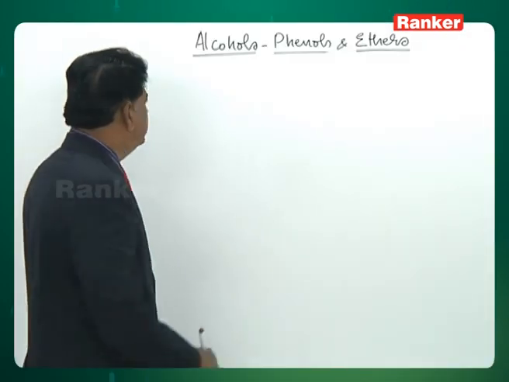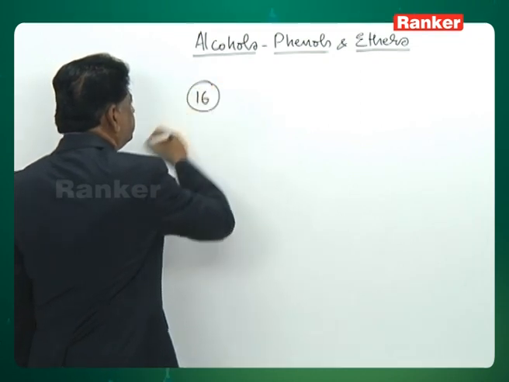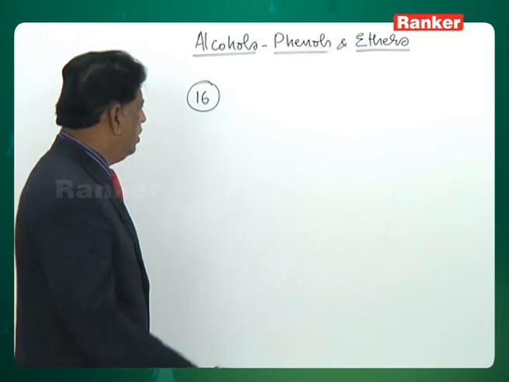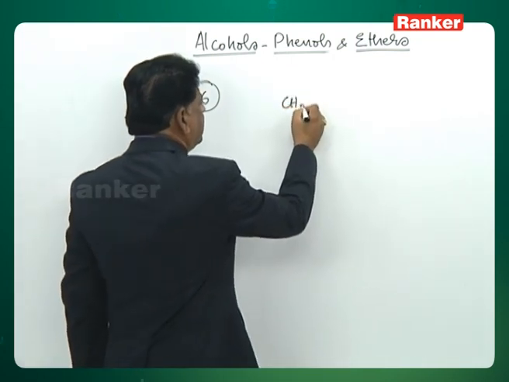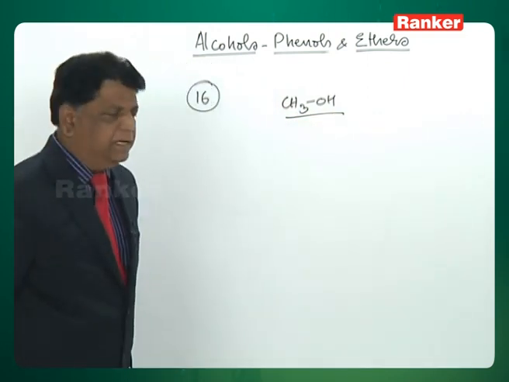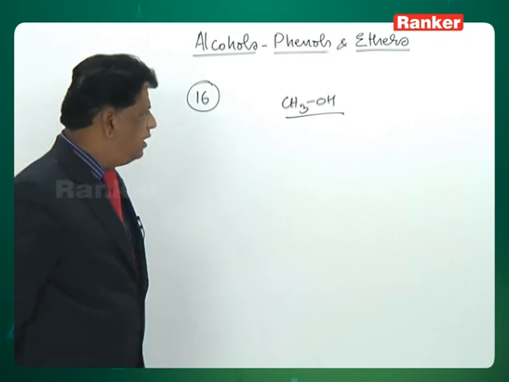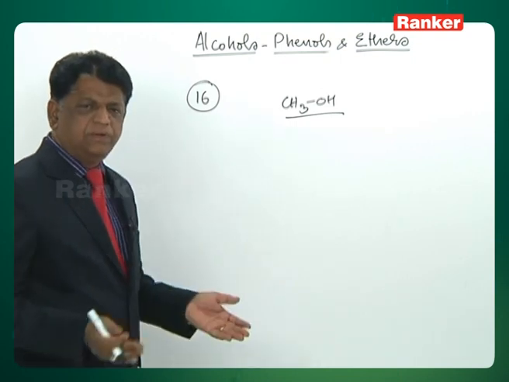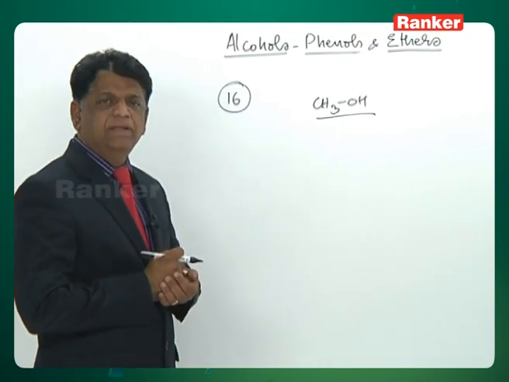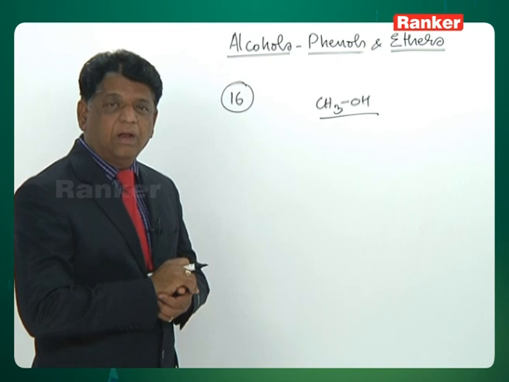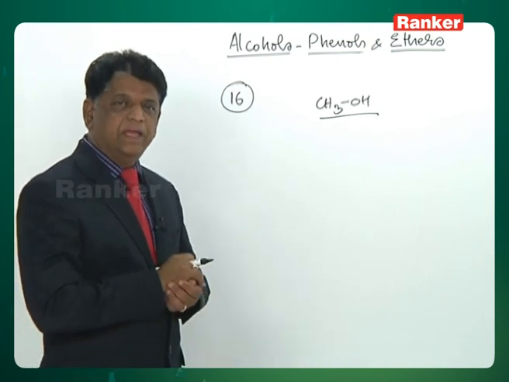So let's go for the 16th question. Wood alcohol: many times most of the vegetables on distillation will give ethyl alcohol, and methyl alcohol. Methanol is also called methyl spirit. In many cases it is used in medicine also, but people drink ethyl alcohol, and to have a difference between ethyl alcohol and methanol, sometimes ethyl alcohol is mixed with methanol in order to stop the misuse of this ethyl alcohol.